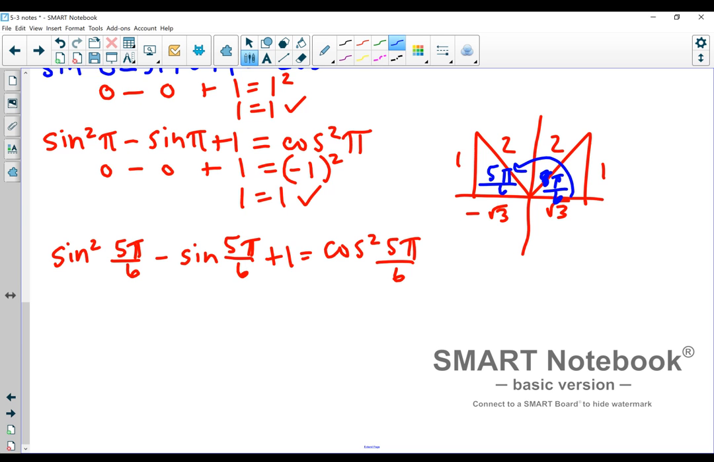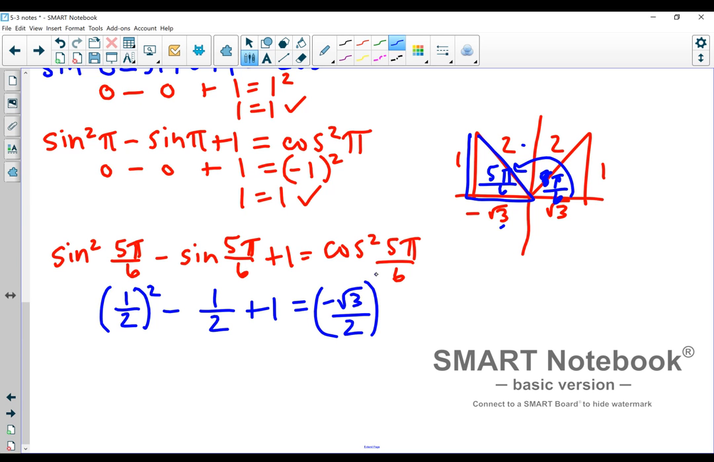So 5 pi over 6 would be from this blue triangle over here. So sine is y over r, so that's going to be 1/2. And then remember, I have to square it because it's sine squared. Minus, this is just a regular 1/2, plus 1. And my cosine squared of 5 pi over 6, so x over r, would be negative square root of 3 over 2. And then remember, I have to square that as well because it says cosine squared. The negative 1/2 plus the 1 is 1/2.